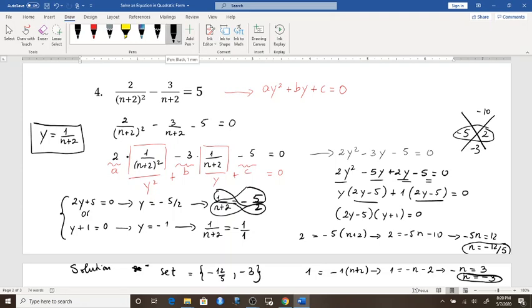Now keep in mind that this problem makes sense as long as n is different than negative 2, because if n is equal to negative 2, the denominator becomes equal to 0, and this form becomes undefined. But we didn't find negative 2 as a solution. If we did, we should have excluded that solution, but we didn't, so we know that negative 12 over 5 and negative 3 are going to work.